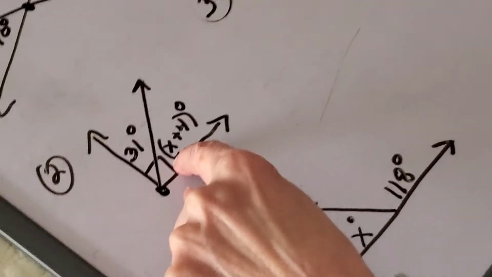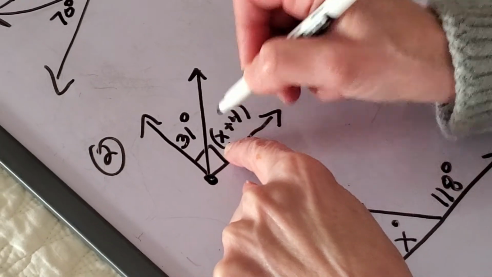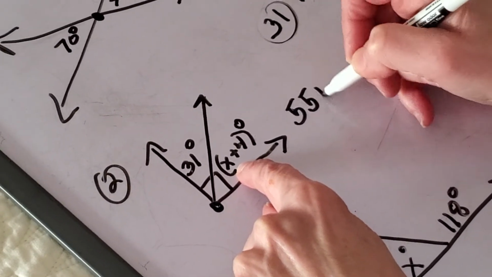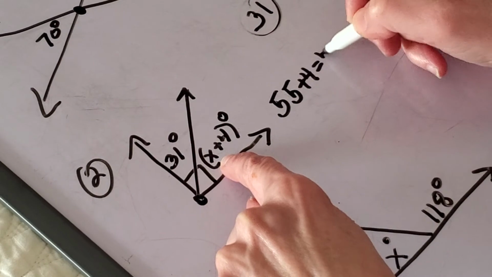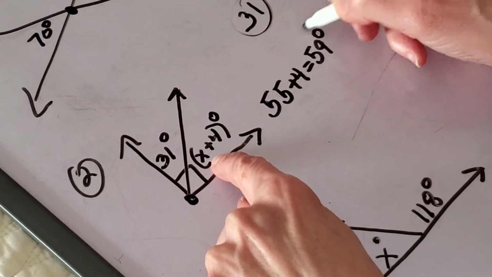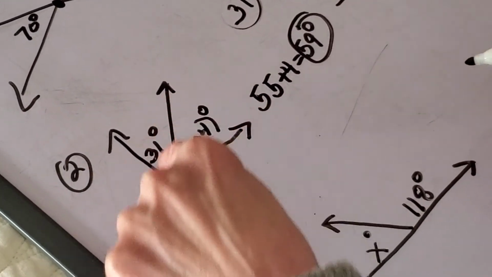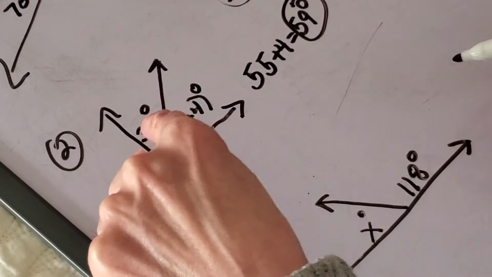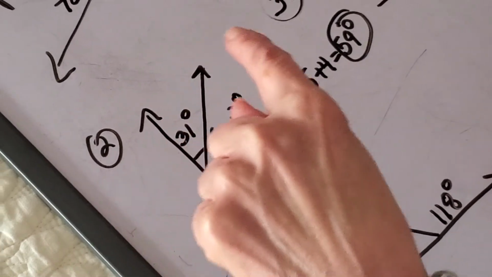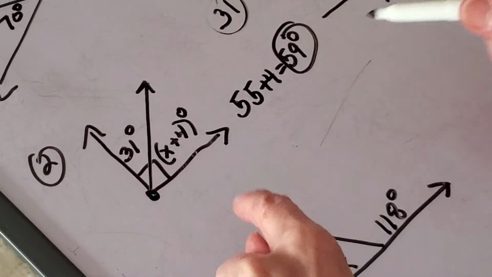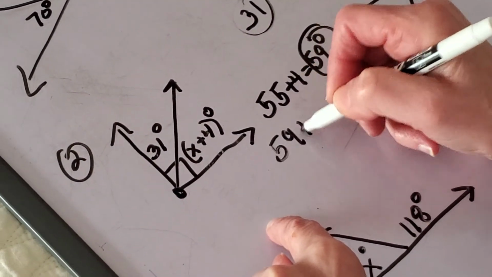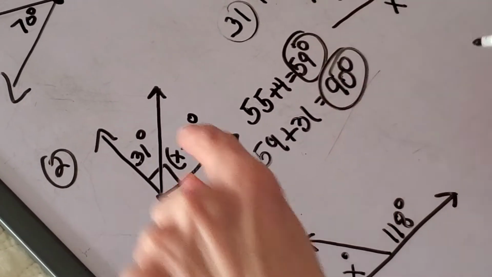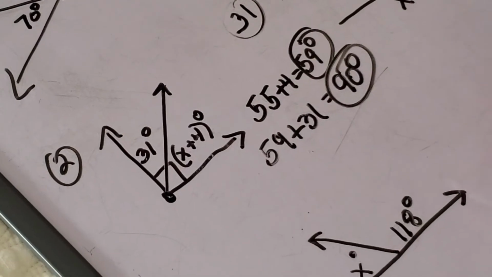However, the missing angle here is not 55 degrees. I have to plug in 55 into that expression. So 55 plus 4 is equal to 59 degrees. That's the degree measurement of this missing angle. And to do a check to make sure that my work is correct, if I add this 31 degrees and the missing 59 degrees together, that equals 90 degrees. And that makes sense because this is my 90-degree angle.